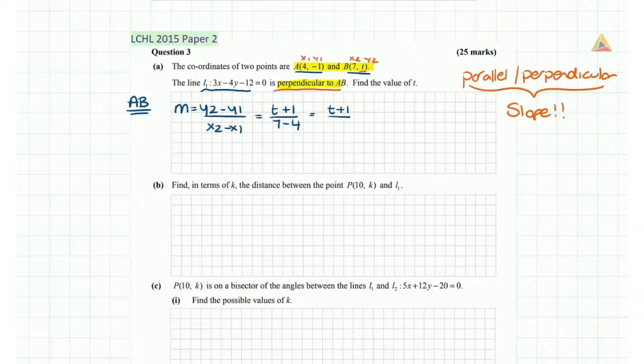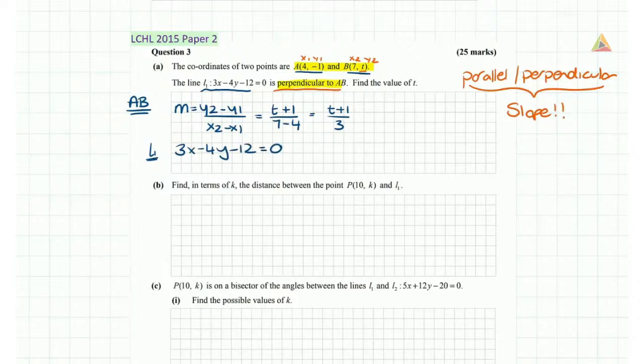So t plus 1, can't do anything with that on the top. 7 minus 4 on the bottom is 3. And that's as far as we can go with that one, because we don't know what t is. But then we can find the slope of the line L1. So that's 3x minus 4y minus 12 is equal to 0.